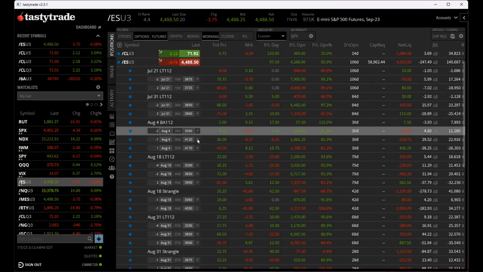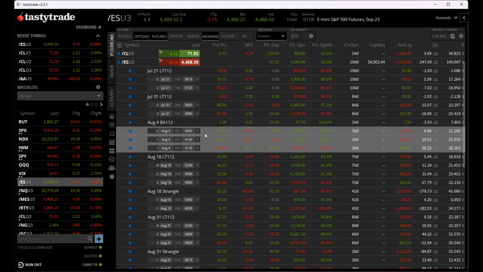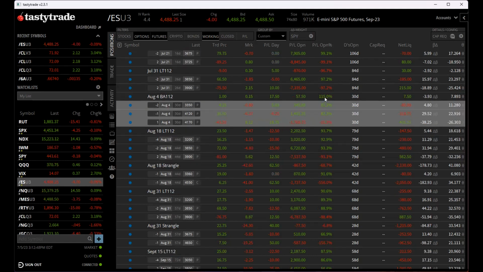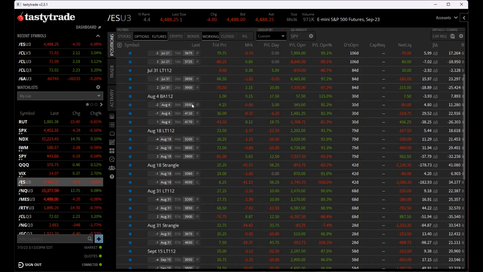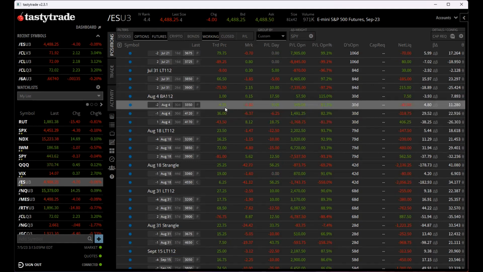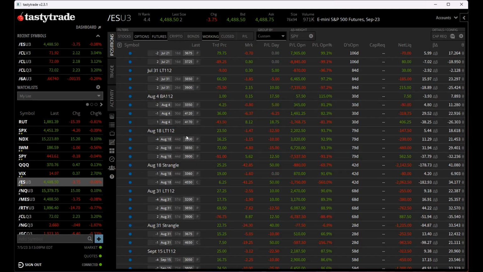I have a BA 112 trade, not getting into all these different trades. This thing's up 115% since I opened it 30 days ago. It's got 30 days to go. That's a pretty good return, but I'm not going to close it. What I will consider doing, though, is closing off these naked puts when they get to 95%, but they're only at 81, so I don't care right now.